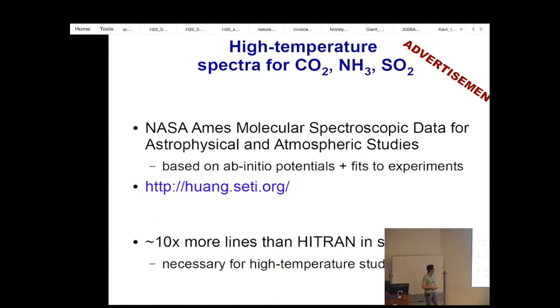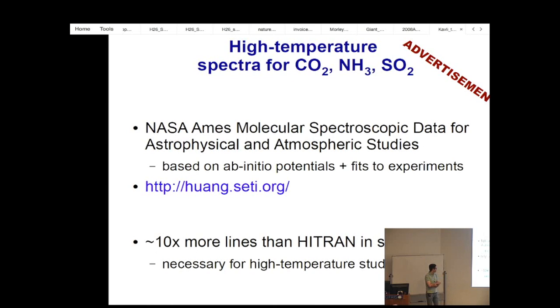Finally, a bit of advertisement. So actually at NASA Ames, there is a quantum chemistry and molecular spectroscopy theory group that deals with astrophysical and atmospheric processes. And in particular, they're trying to refine the high temperature spectra and spectral lines that are used, for example, in HITRAN. Because we know that HITRAN doesn't work very well for many things at high temperatures.